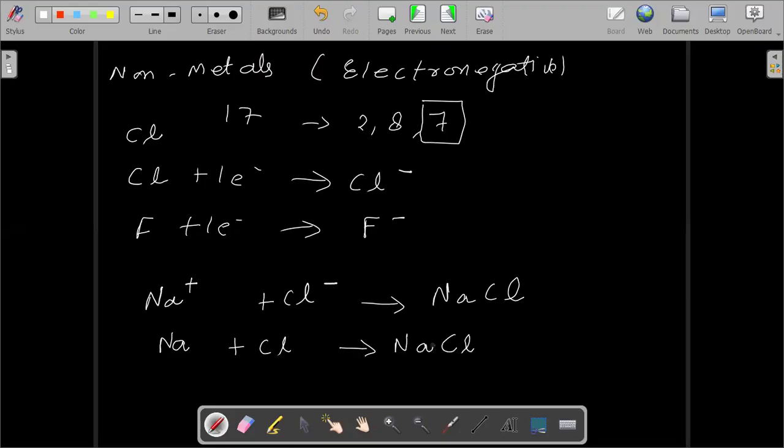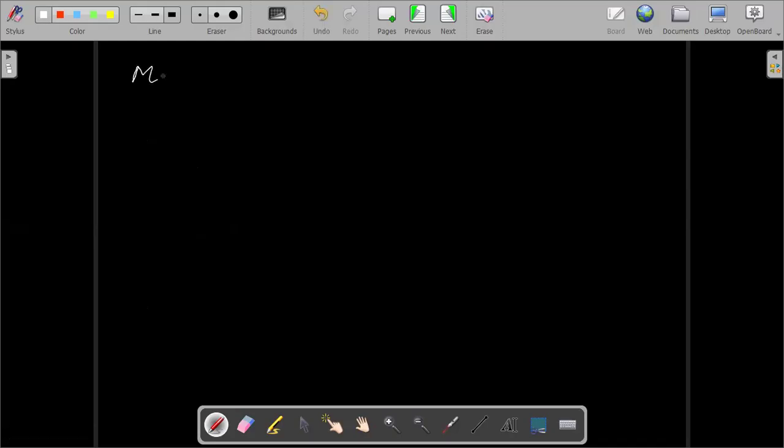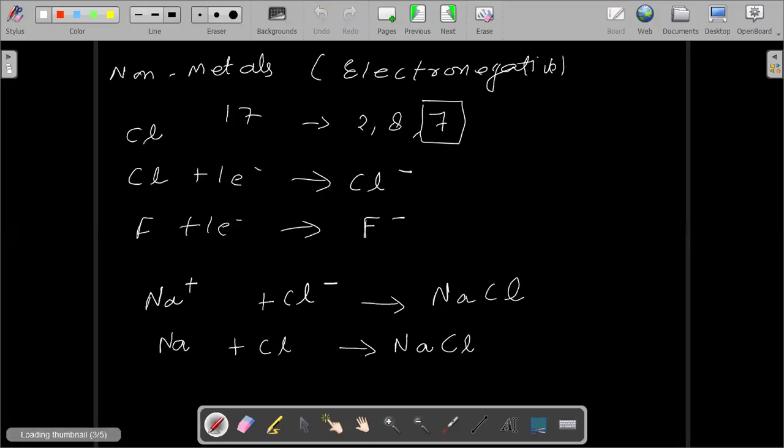Got it? In the similar way, a magnesium atom will react with chlorine Cl2 to form MgCl2. Wherever required, you can balance the reactions. Like here it is Na plus Cl2 will form 2 NaCl, so balance the reaction. The similar reactions occur with different other metals and non-metals.